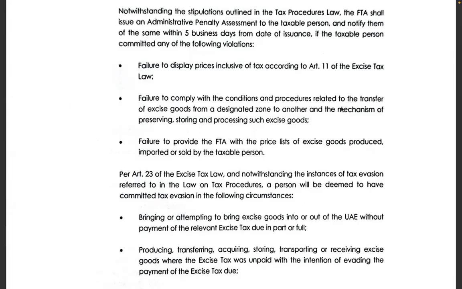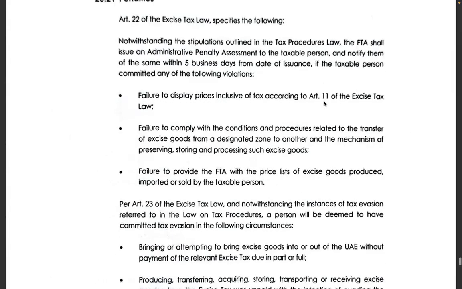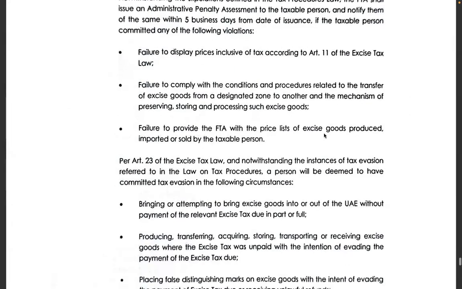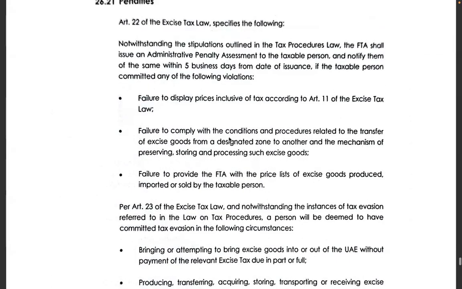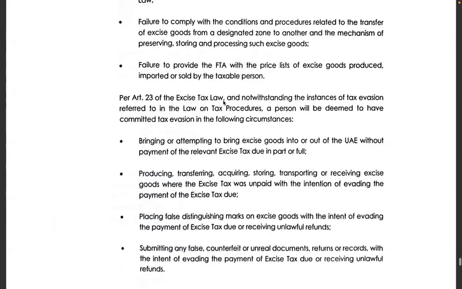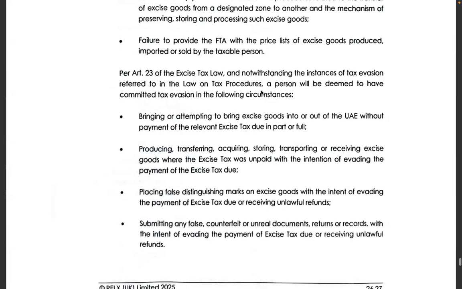Failure to display prices inclusive of tax according to Article 11, that's a violation. Failure to comply with the conditions and procedures related to the transfer of excise goods from a designated zone to another and the mechanism of preserving, storing and processing of such excise goods. So basically interzone transfer. Failure to provide the FTA with the price list of excise goods produced, imported, or sold by the taxable person. These are all violations.